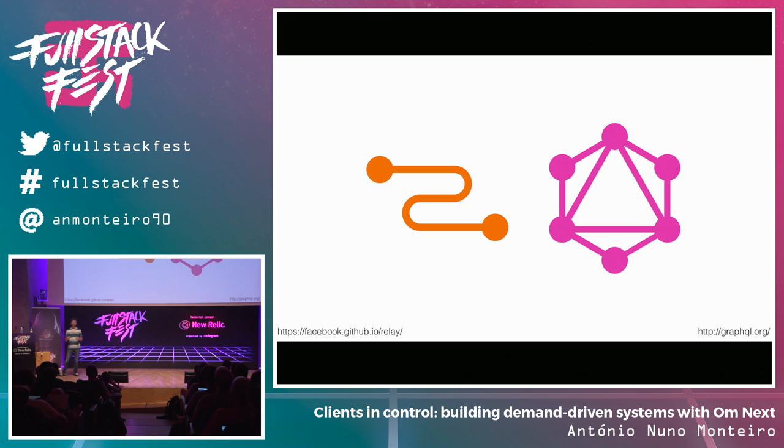Another thing that influenced the design of Om Next is really GraphQL, which you might or might not be familiar with. Relay is a library by Facebook that lets you annotate your UI components with queries with the attributes that you want to receive. And GraphQL is the backend part for that. And so they play very nicely together. However, doing a GraphQL implementation is not trivial, I think. Facebook didn't open source that part. They only really released the spec.